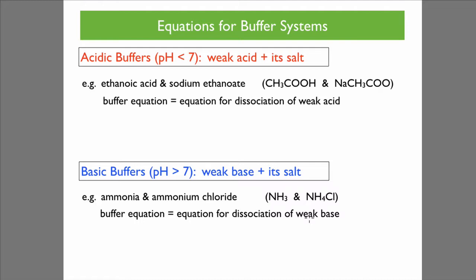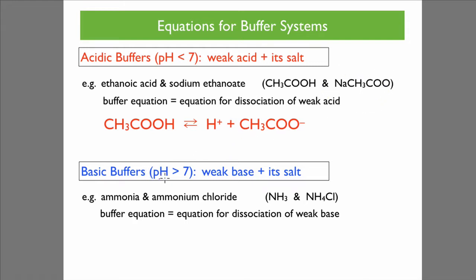Acidic buffers obviously have a pH below 7, and they're formed from a weak acid and its salt. For example, ethanoic acid and sodium ethanoate. The buffer equation is just the equation for the dissociation of the weak acid. And so in this case, it would just be the ethanoic acid and the ethanoate ion, which is present in the salt.